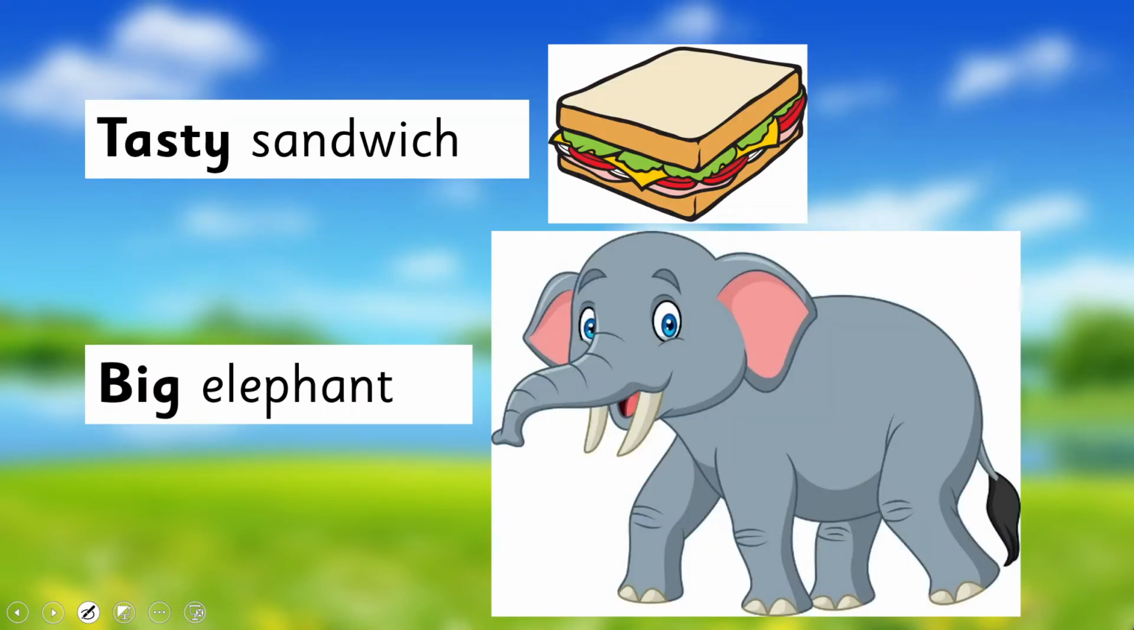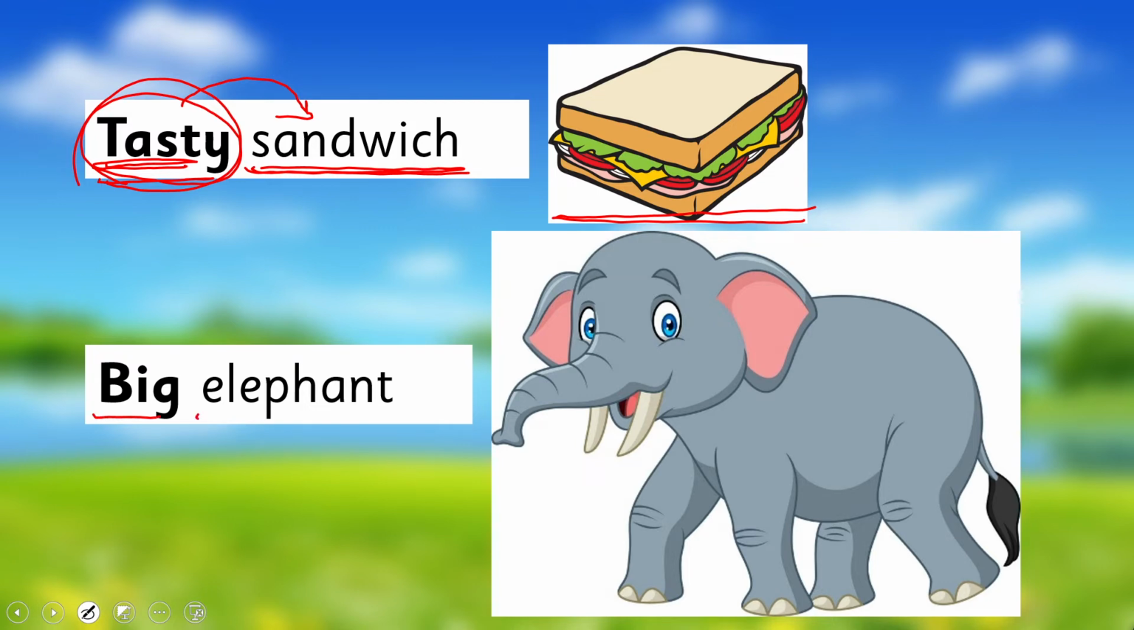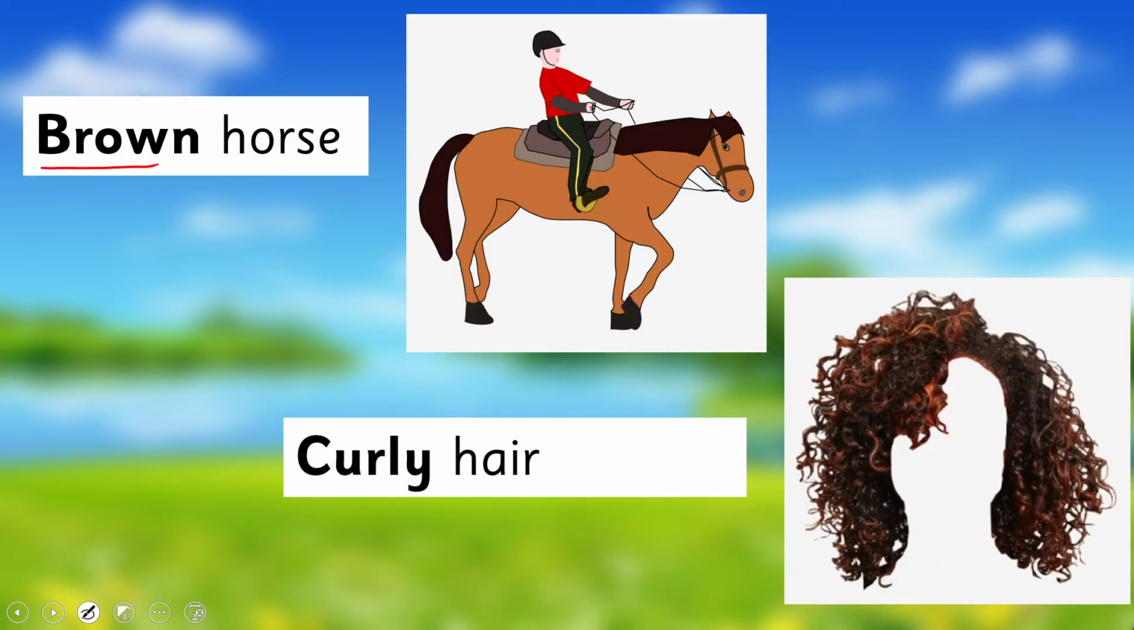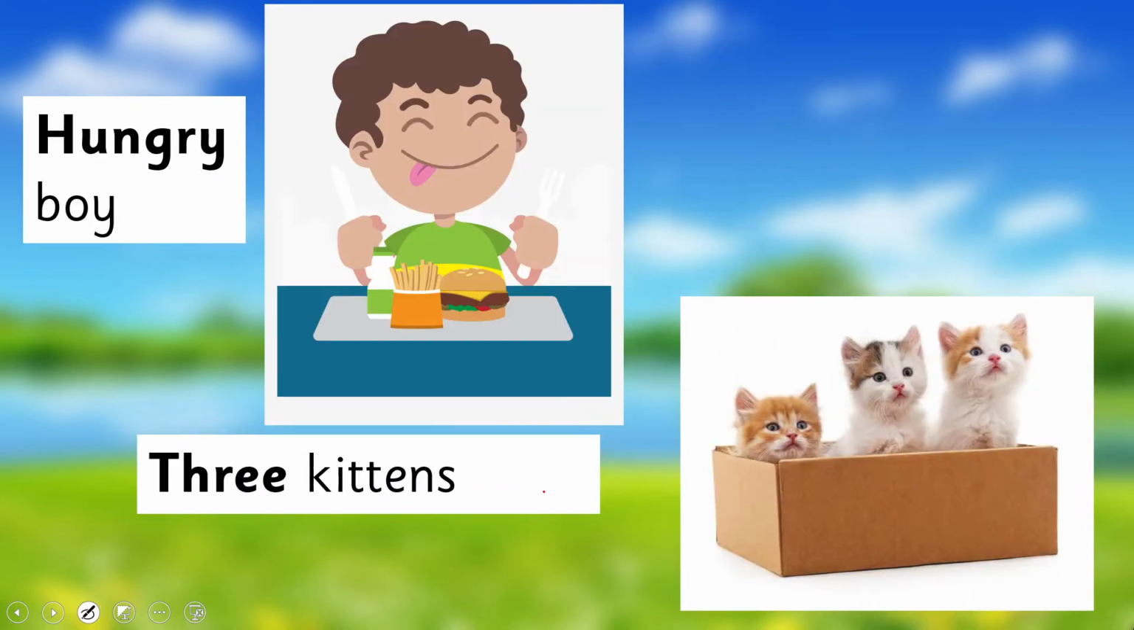Look at this. Sandwich as a noun, tasty sandwich. This word is telling us what type of noun, what type of sandwich it is. That's why it is an adjective. So this is how we can describe a noun, describe something by using adjectives. Big elephant, brown horse, curly hair, hungry boy, and 3 kittens, right?